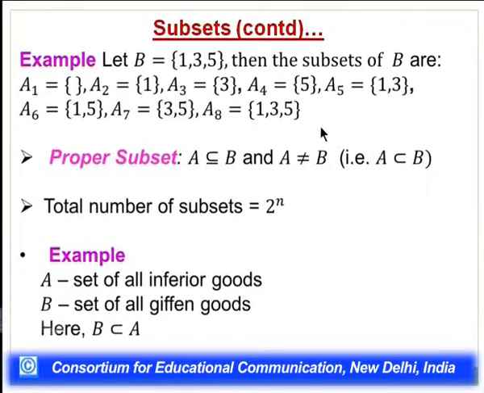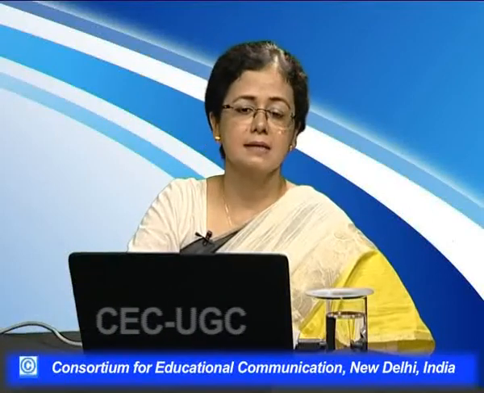And in terms of the example that we just did, all the sets except for A8 will be proper subsets. A8, if you notice, is nothing but the set B itself. So this will not be a proper subset, but the rest of the sets will all be proper subsets in the sense that there is at least one element of B which is not present in these sets.